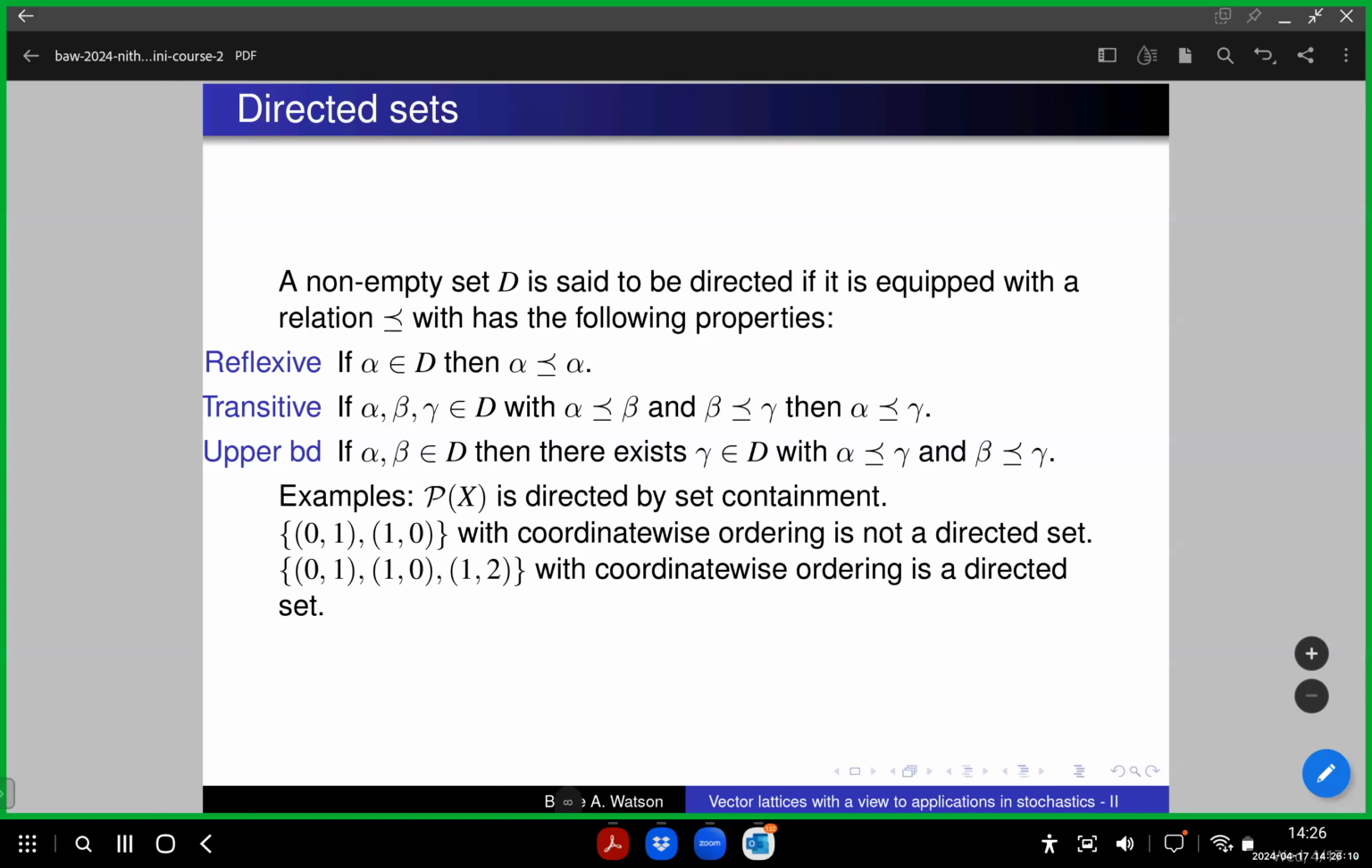However, if we consider the set (0,1), (1,0), and (1,2), for example, with component-wise ordering, this is a directed set. Because if we take any two elements of that set, there is an upper bound in the set. So we have reflexivity, transitivity, and the upper bound property being met. So that is a directed set. Obviously, things like the natural numbers are directed sets.